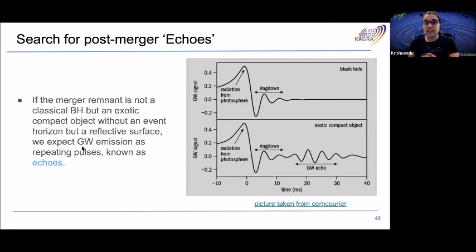Now, in the figure here, you see two different scenarios. One is the black hole case and the other is the exotic compact object. For a black hole, you have the ringdown and you don't see anything else after that. But in the exotic compact object figure, you can see that after the ringdown, you see these pulses, and this figure is taken from a web page just to demonstrate this effect. Moving on to the next slide.